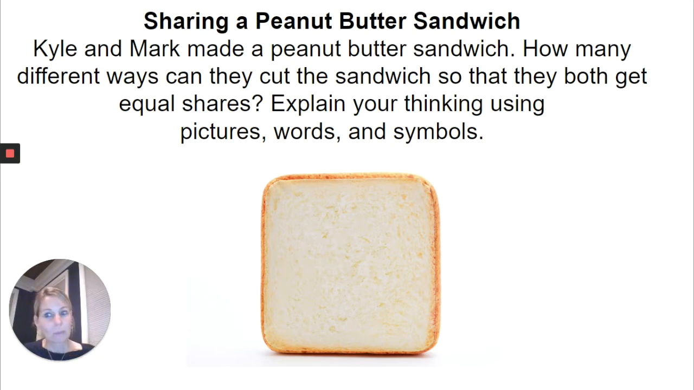So if you've ever split a peanut butter sandwich with a brother, a sister, or a friend, you want to make sure that you get an equal amount. So think of all the ways that you could split this sandwich to make sure that two people get equal amounts. You can pause the video now.